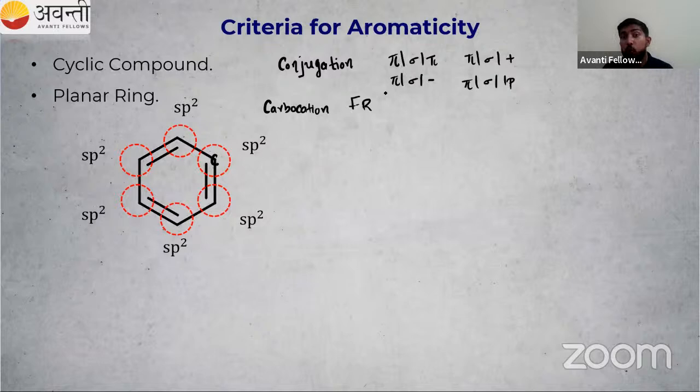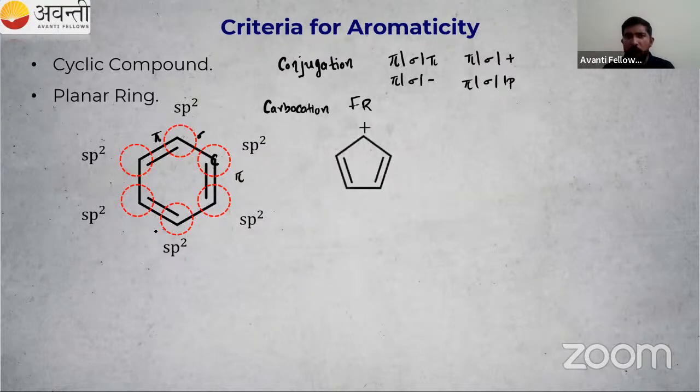What is the third condition? Conjugation should be there. That is pi, sigma, pi. So look here. We have pi, sigma, pi. Then again, pi, sigma, pi. So throughout the ring, there is conjugation also. So 3 conditions are satisfied in the case of benzene. So we can say, okay, it's almost aromatic. There is one more condition. We will check whether benzene is satisfying the last condition or not.